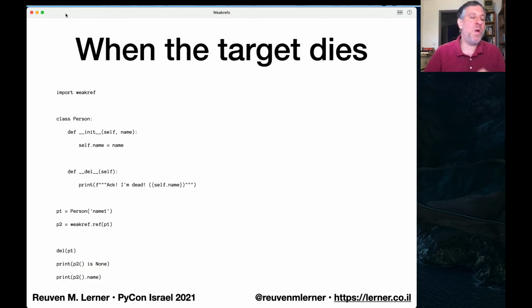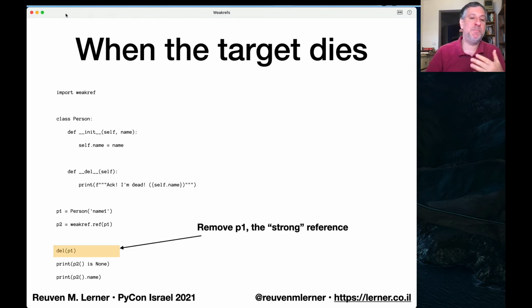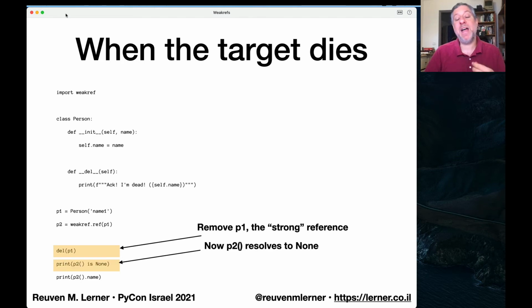Now, what happens when the target object dies? What happens if I have a weak reference to P1 and then I kill off P1? Well, watch what happens here. We say del of P1, remove that strong reference. Now P2, our weak reference, it knows that P1, the variable, was the last reference to it. So there is no more object to refer to, and now actually it's None. So P2 will actually return true. Well, it'll return true if we say print P2 is None.